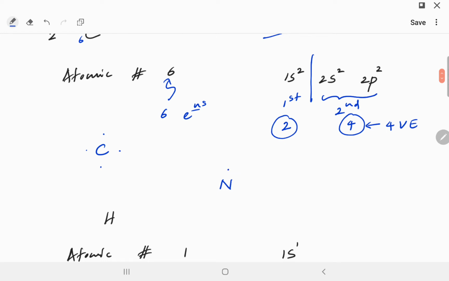So you will put like this: 1, 2, 3, 4. The first 4 electrons will always be on the 4 sides, 1 electron each per side, and then after 4 electrons you will start pairing. So for nitrogen you have 3 unpaired electrons and then 1 lone pair. For carbon you have 4 unpaired electrons. These paired electrons are known as lone pairs. And the other single electrons, we call them unpaired electrons.